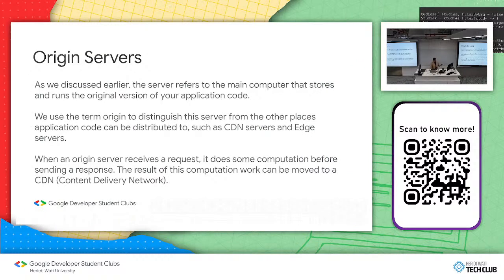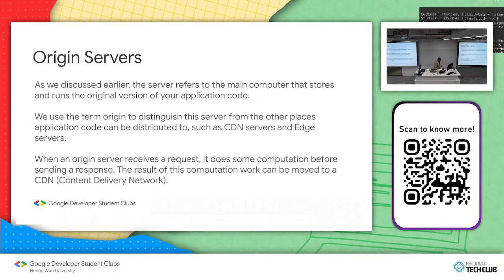So what are origin servers? We had discussed this in the previous session. Servers are the main computer that stores and runs all the code you have. Whenever a user visits your website, it requests a particular page from the server, and the server responds with the appropriate page. Here we use the term origin just to distinguish between the different types of servers. An origin server is just a server. The other methods are also servers, so it's easier to distinguish when we use the term origin. When an origin server receives a request, it does some computation in the backend and gives you the result.